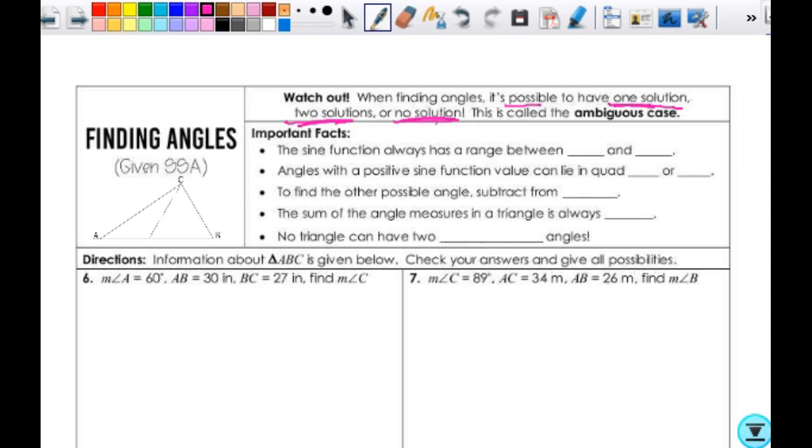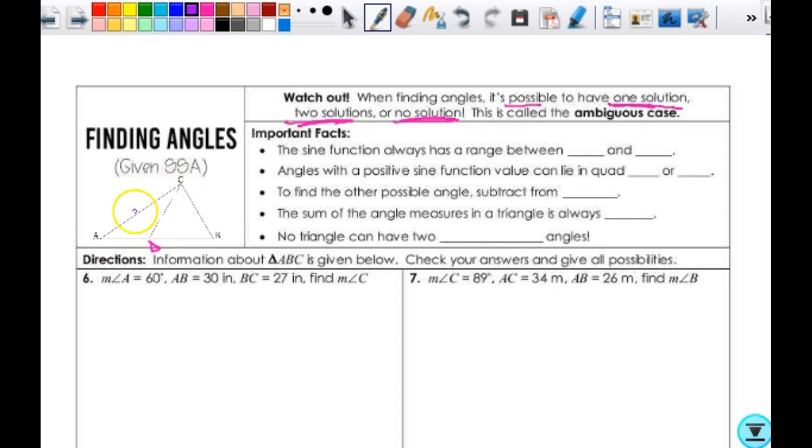The reason side-side-angle did not work in proving triangles congruent was because of this. Do you see these two triangles here? I don't know if you have this drawn, but you can draw it or just look up here either way. We have A, B, C, and we'll make this D right here. So you have this triangle that's ACD, and you have this triangle that's ACB, right?